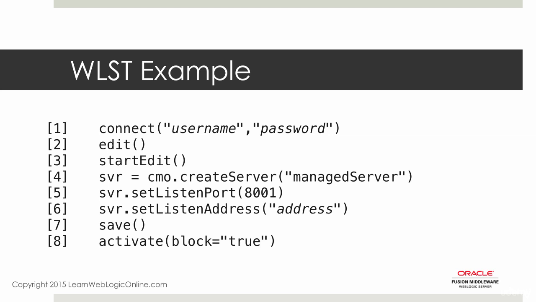Okay, so in line number 4, CMO represents the domain. And the domain has an operation called create server that takes the name of a server. And so to create a managed server, you do cmo.createServer and then pass in the name of that server. The create server command returns an object representing that server. And so that's what the SVR object is. And then the SVR object is assigned to the output from the create server command.